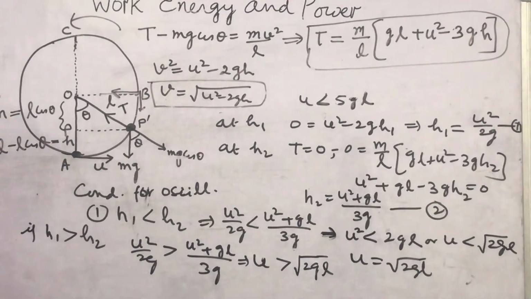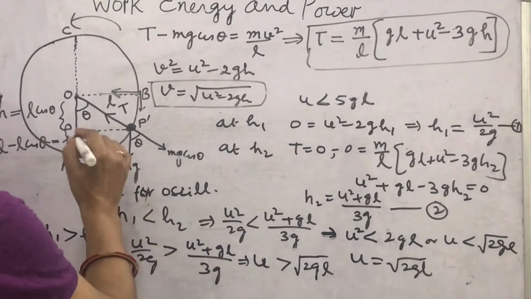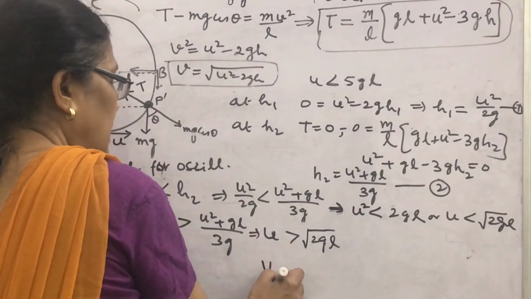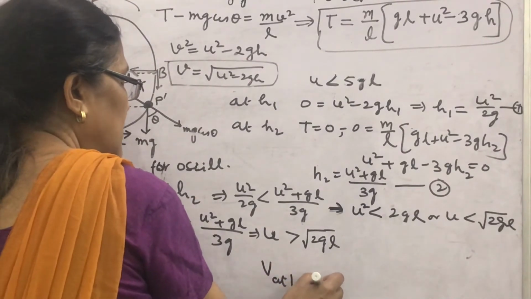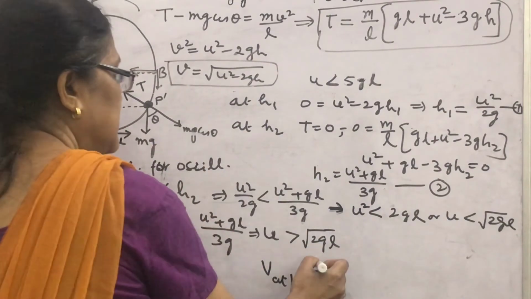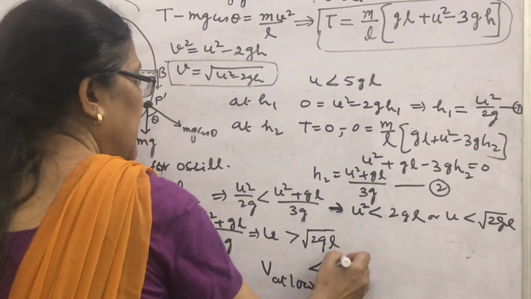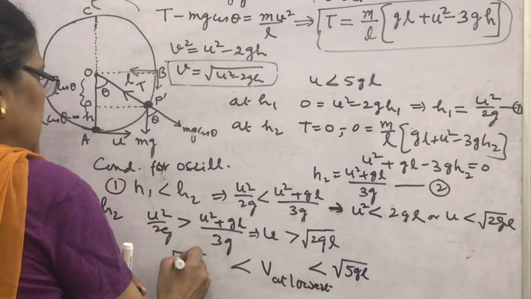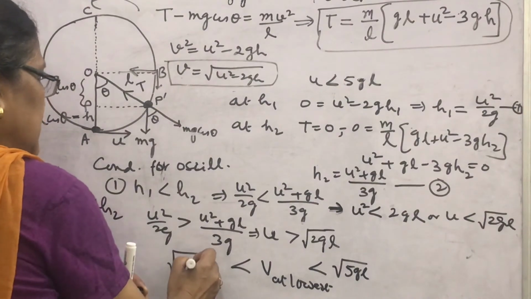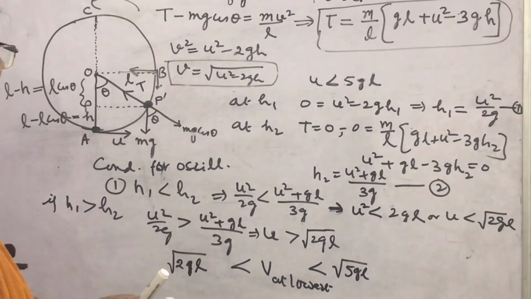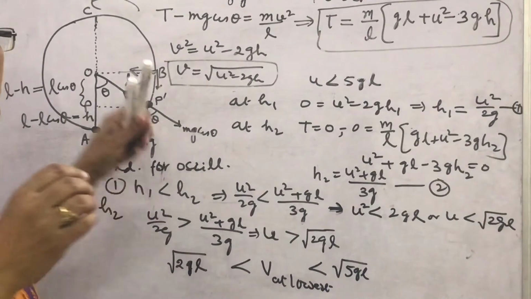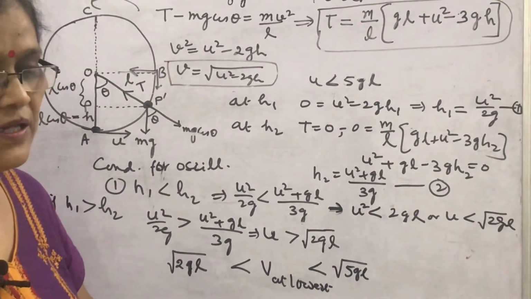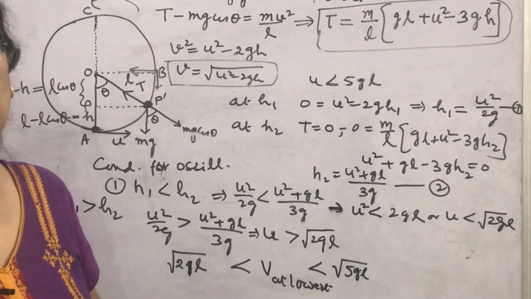What does it mean? If the velocity at lowest point, what does it mean? That velocity at lowest point, that is here shown with the point A, is less than root 5GL or greater than root 2GL. If this is the condition, then the body will leave the circle between the point B and C, follows a parabolic path and rejoins the circular path.